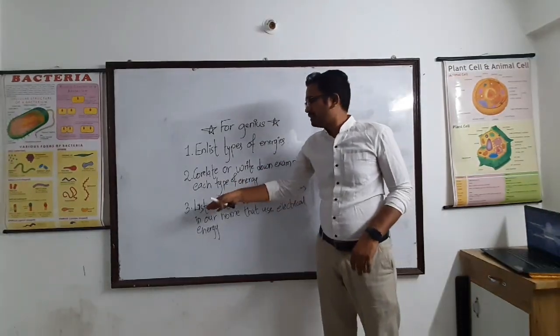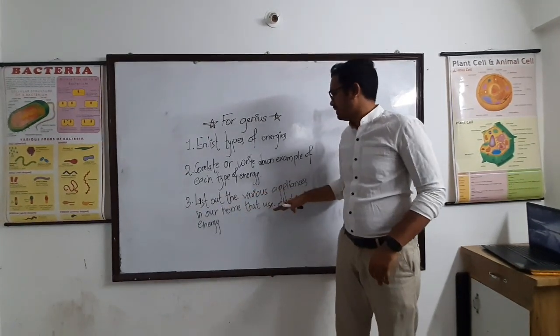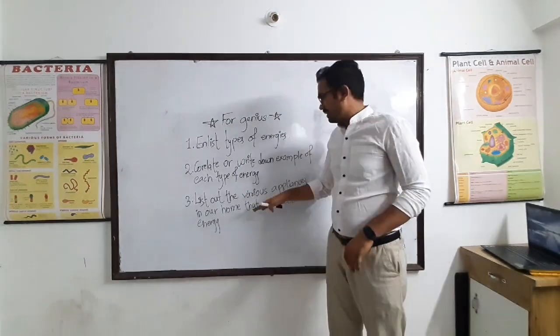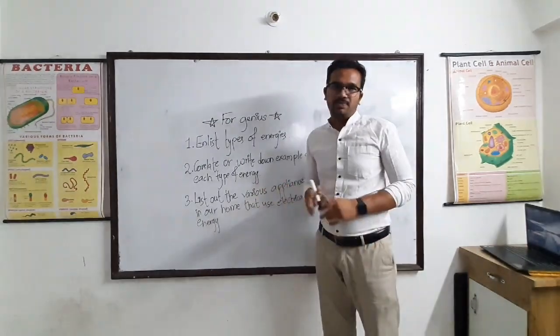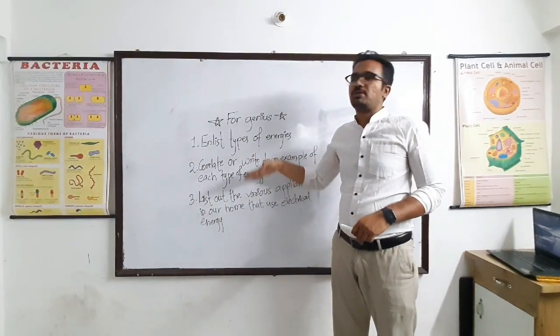Okay, and the third one is to list out the various appliances in our homes that are used by electrical energy. So you just have to do these 3 things, and you can post these things on our group when done.